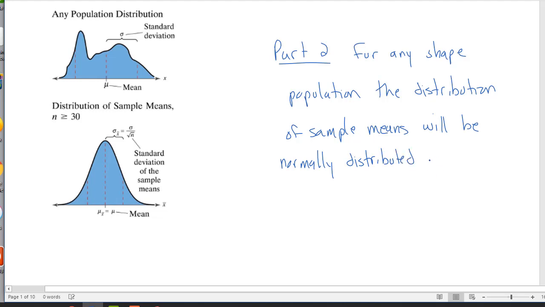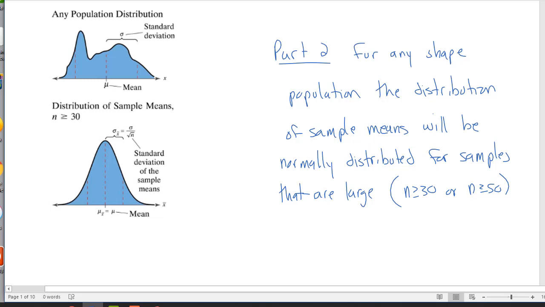For samples that are large enough. Okay, and again, most textbooks say that threshold is 30, some say it's 50. Pay attention to your textbook.